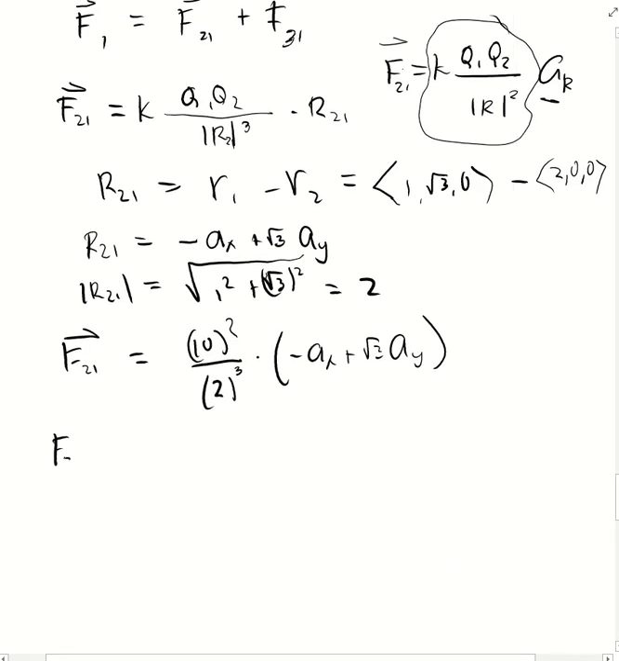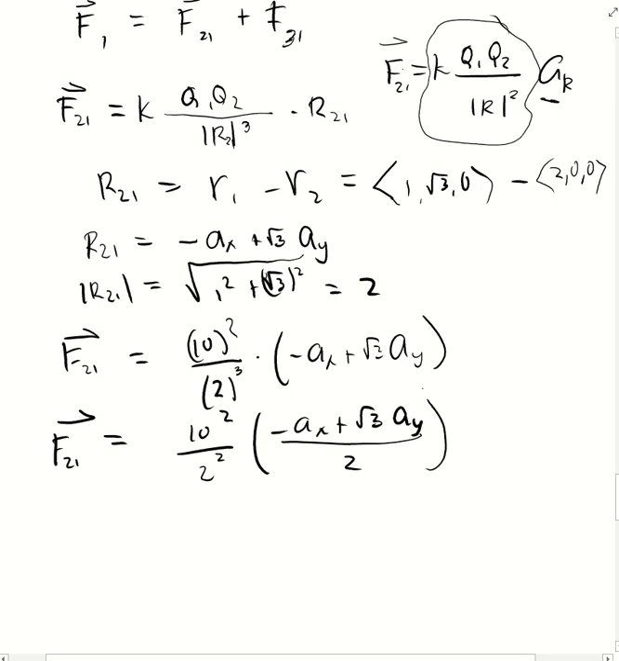So let's try that. F21 equals 1 times 10 squared over 2 squared. Then what is the unit vector? It should be negative AX plus square root of 3 AY. This is R21, and you divide it by the magnitude, which is 2. And this is now the unit vector AR21. This means that this is the direction and this is the magnitude.